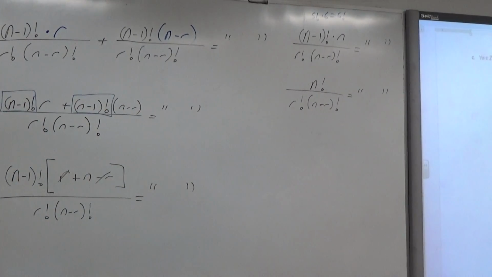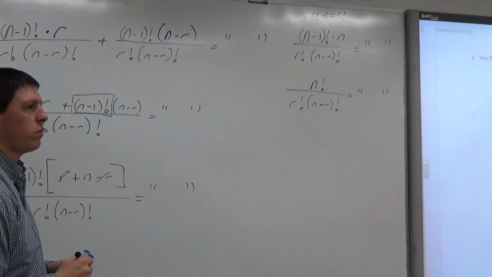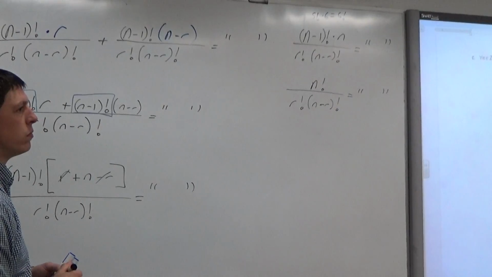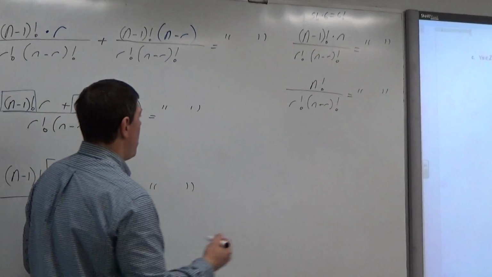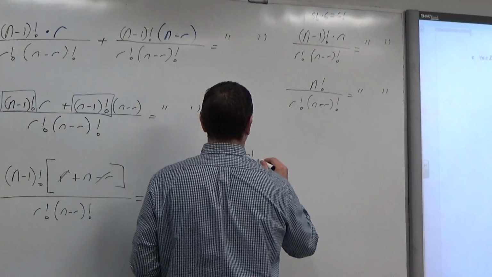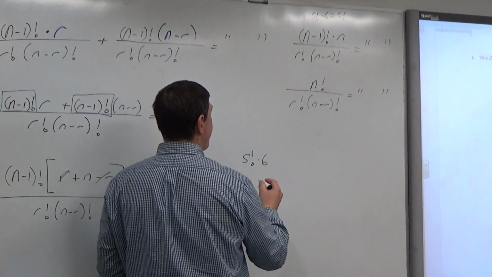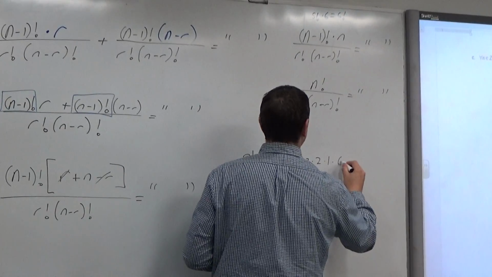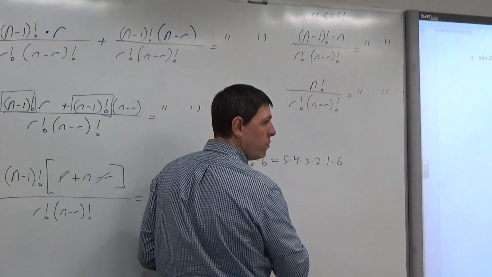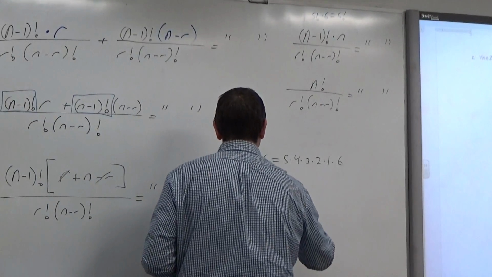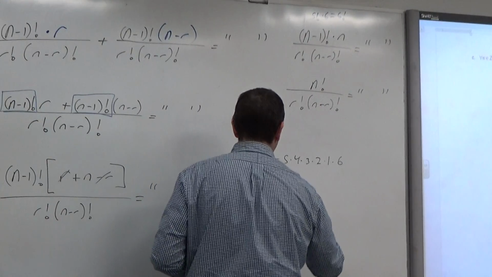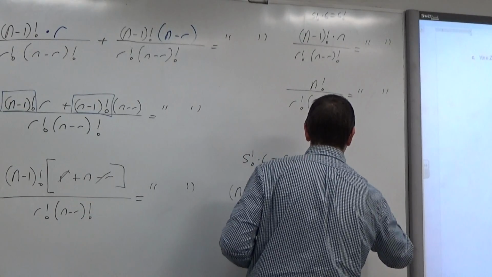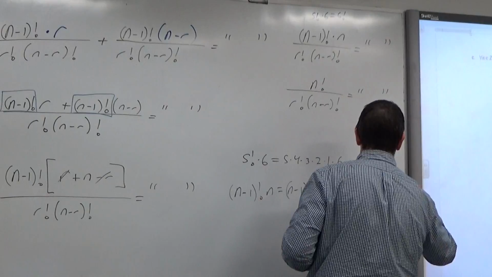Hold on, can you explain again how you have 1 less, 5 factorial times 6, so why does it just become n factorial? Why do we get rid of the n? Wouldn't that be changing the value? No, if I have 5 factorial times 6, that's 5 times 4 times 3 times 2 times 1 times 6. So if I had (n minus 1)! times n, that's equal to n minus 1, n minus 2, n minus 3, down to 3, 2, 1 times n.